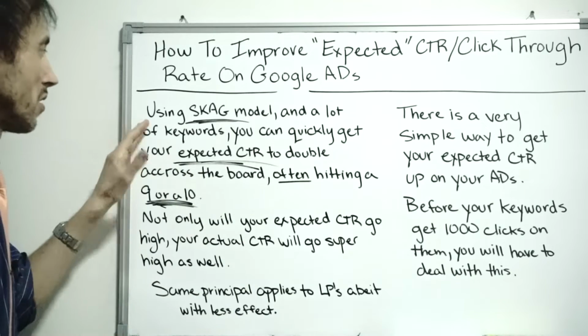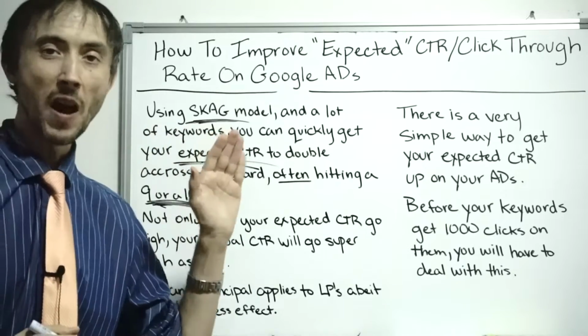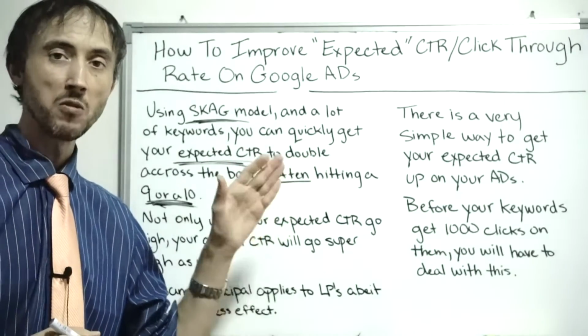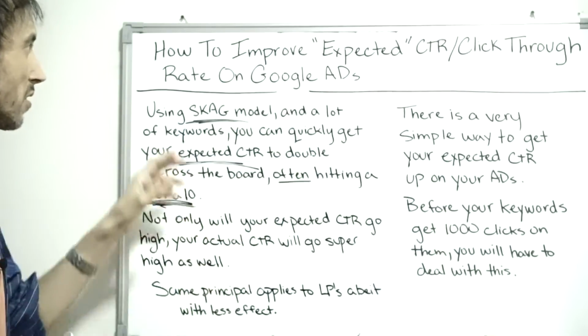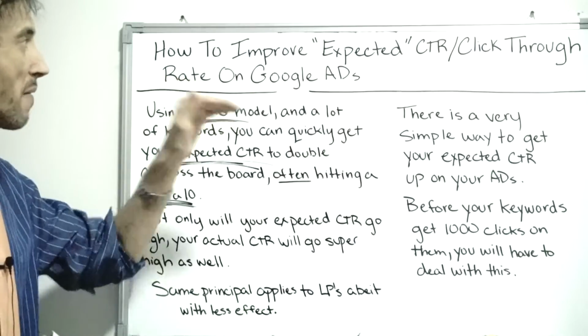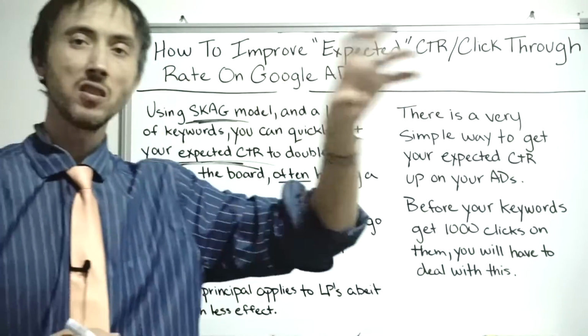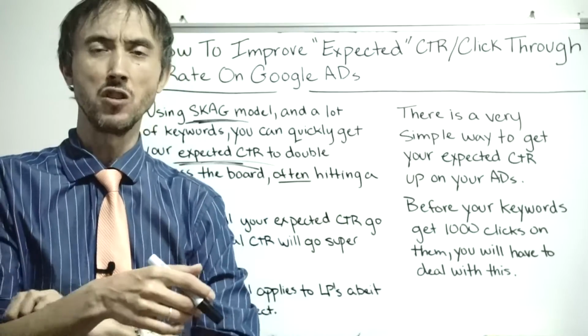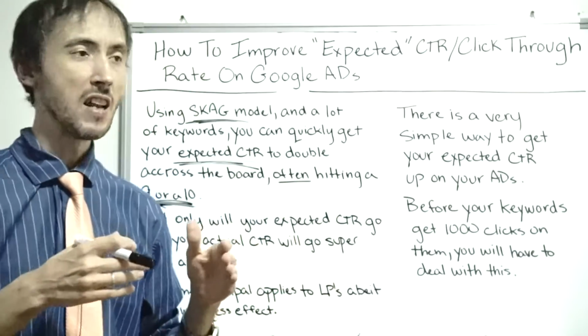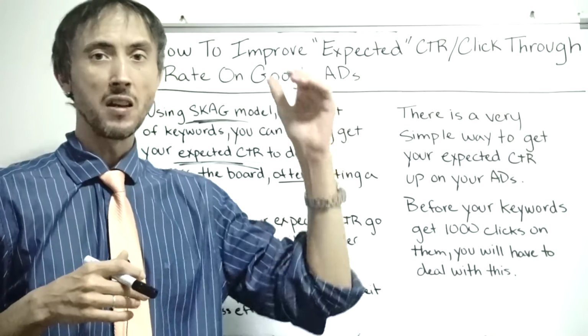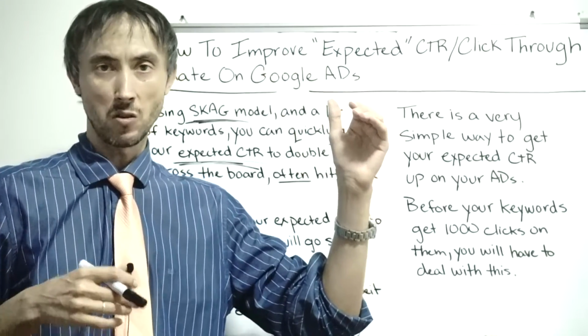Now, you can't just target 5 or 10 keywords and write custom ads for each of those keywords and call it good. No. If you want an above average expected click-through rate across the board, on every single one of your keywords, you need to take some time to do the research to figure out not just 5 or 10 keywords to target, but several hundred keywords in your space.